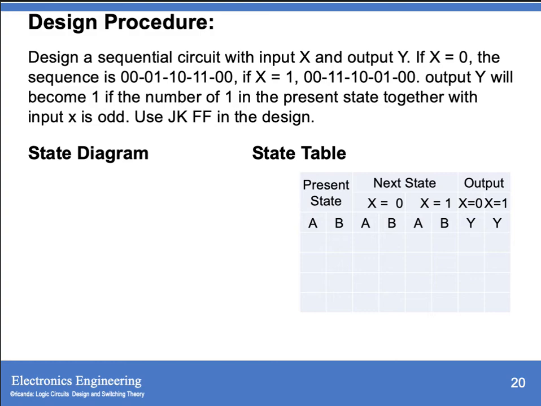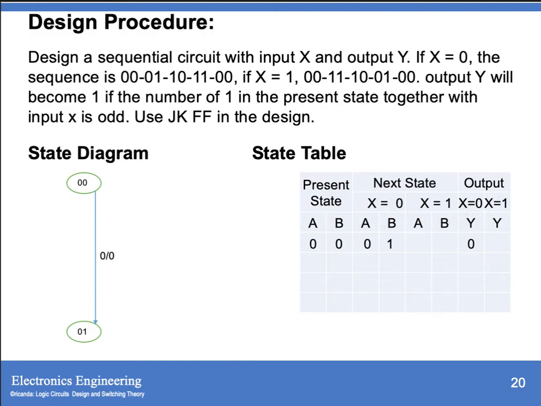Then for your next state column, it depends on the input X, when X equals 0 and X equals 1. As well as for your output, it will also be based on your input X when X equals 0 and X equals 1. So we have your first state, which is 00. It will go to 01 if your X is 0, and your output is equal to 0.